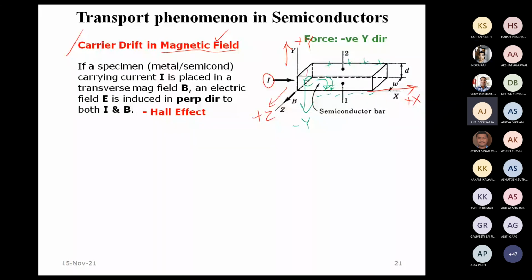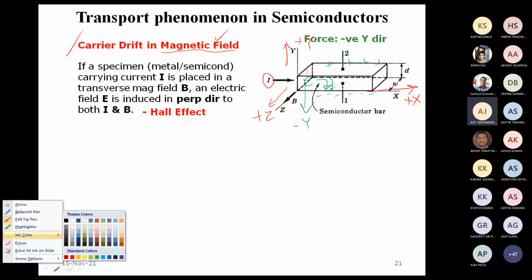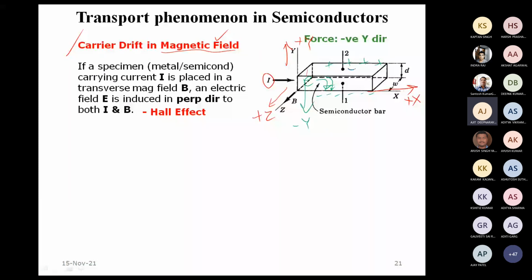Actually, due to this, what we see is that one side of this specimen has, one can say, a positive potential. Positive charge means positive potential maybe, and negative charge means negative potential. We know that the electric field is oriented from positive charge to negative charge. So an electric field will appear as shown in this direction.